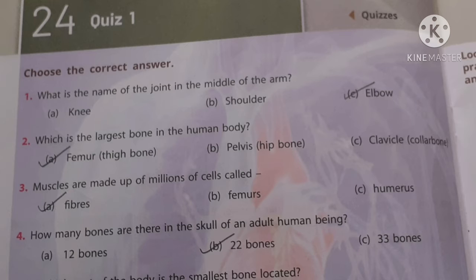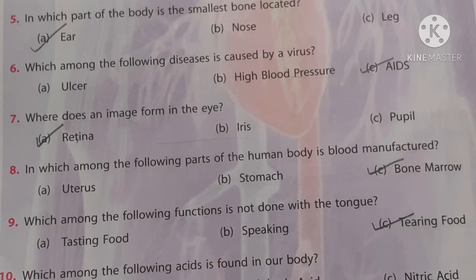Question number 3, muscles are made of millions of cells called A, fibers. B, femurs. C, humerus, and the answer is A, fibers. Question number 4, how many bones are there in the skull of an adult human being? A, 12 bones. B, 22 bones. C, 33 bones. And the answer is 22 bones.